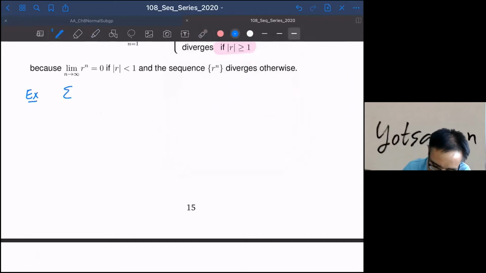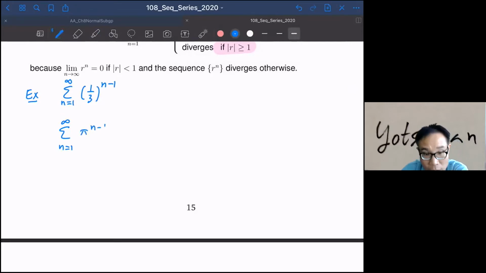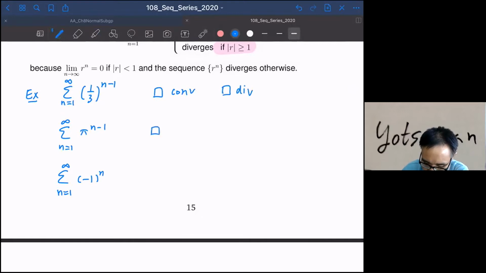So you have the series, n equal to 1 to infinity, of one-third to the n minus 1. And you have the series, n equal to 1 to infinity, of pi to the n minus 1, and the series, n equal to 1 to infinity, of negative 1 to the n. The thing that we'd like to determine is convergence or divergence. So it's convergent or divergent.